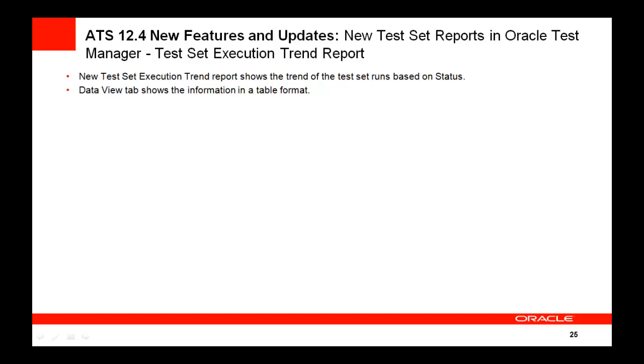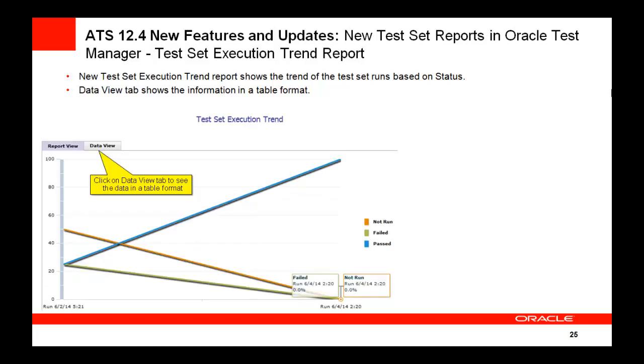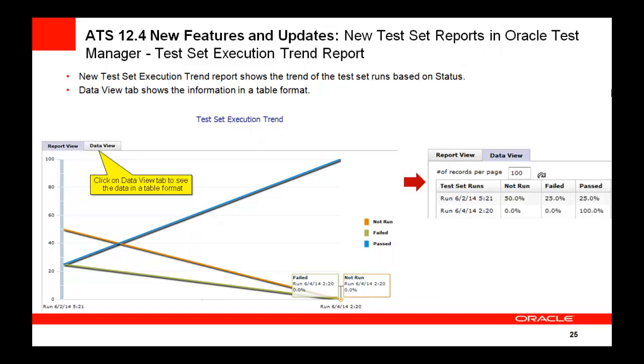Another new report in OTM 12.4 is the Test Set Execution Trend Report. This report shows the trend of the test set runs based on status. The Data View tab shows the information in a table format. As with any reports in OTM, graphical reports can be exported to JPEG, while table reports can be exported to Excel or HTML format. This makes it easy to report on the progress of a test cycle, sprint, release, or project. Let's quickly take a look at the report in OTM.